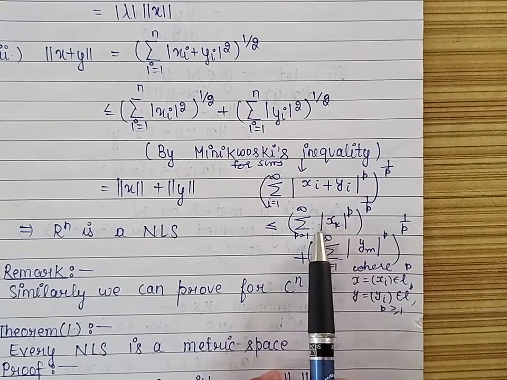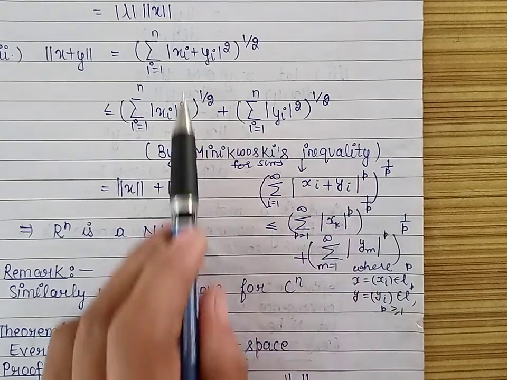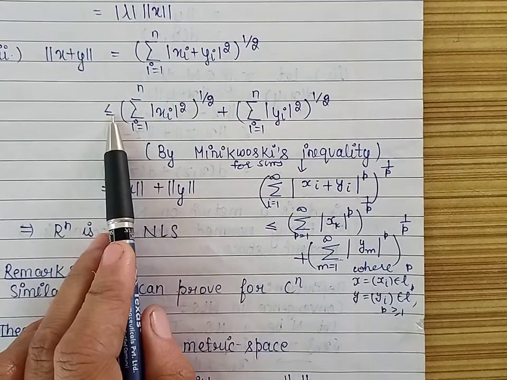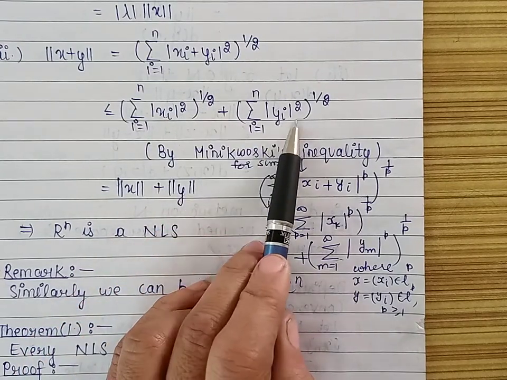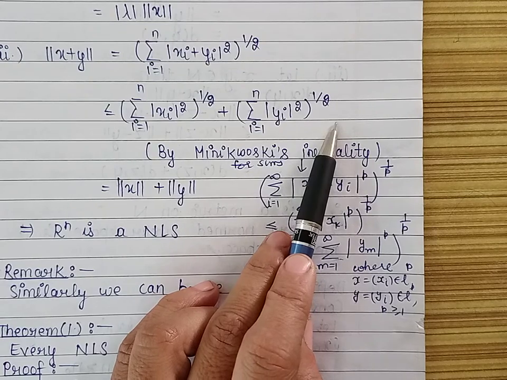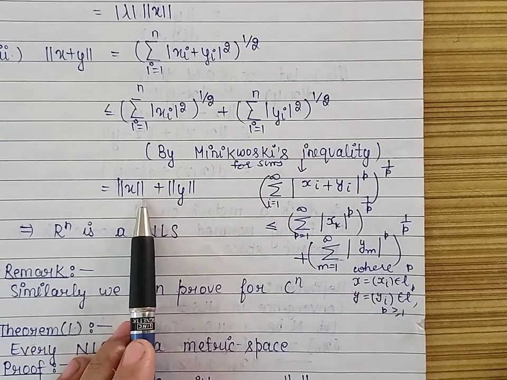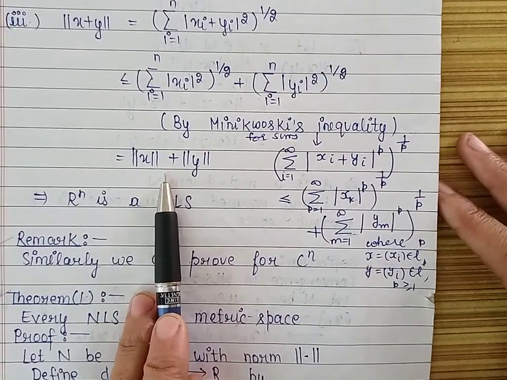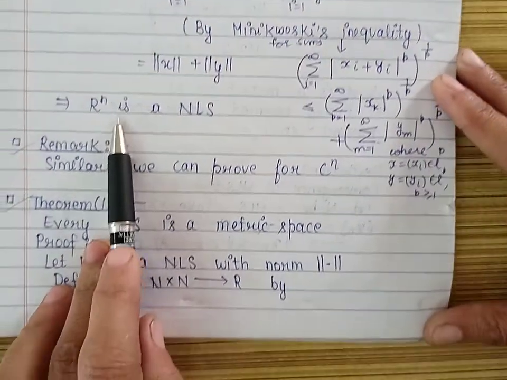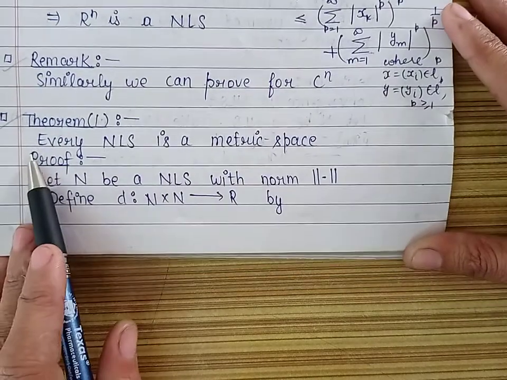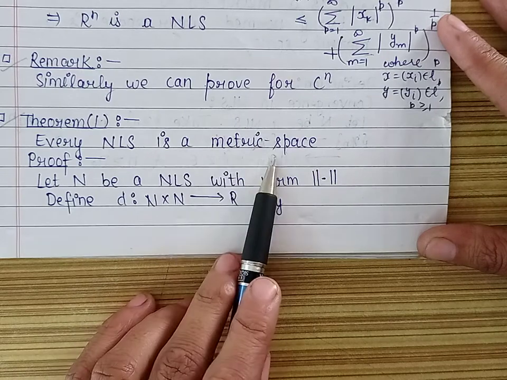So here we can use this inequality. Now here p is 2. So taking p as 2, this will be less than or equal to the square root of the summation of |xi|² plus the square root of the summation of |yi|². Now by definition, this is the norm of x and this is the norm of y. So we have proved all the properties of norm, and this proves that the Euclidean space is a normed linear space. Now next we prove that every normed linear space is a metric space.